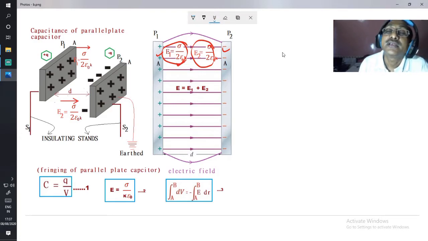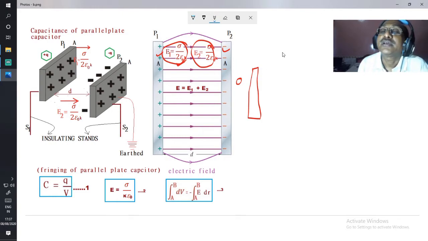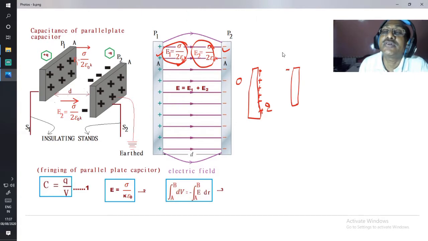Okay. Here, this is the plate P1. The upper surface consists of charge 0, but on the inner surface the charge is plus q. Similarly, for the plate P2, the amount of charge on the inner surface is minus q, whereas the amount of charge on the outer surface is 0.